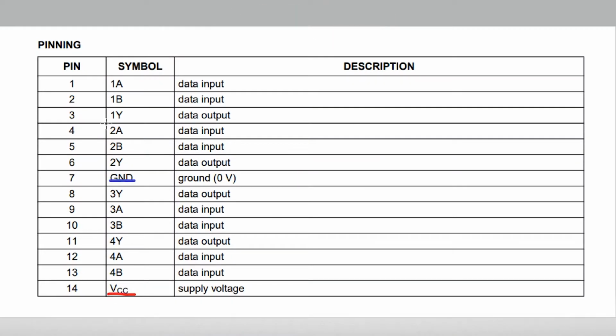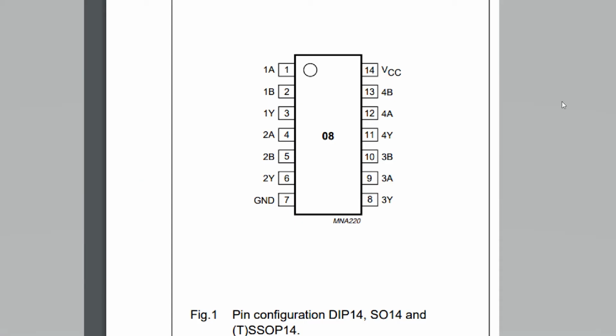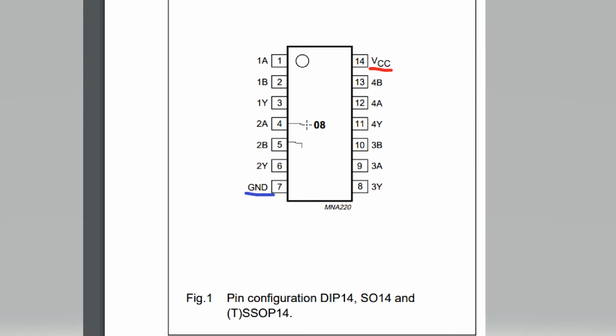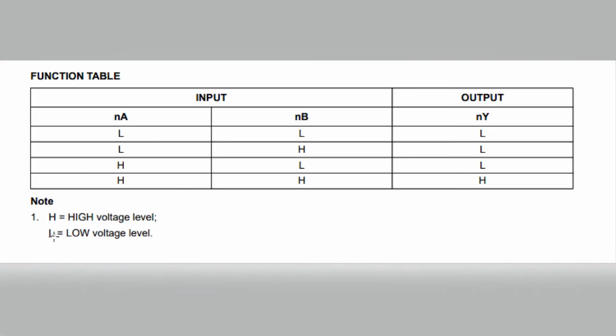74HC08 is a quad AND gate integrated circuit. You can see the pin configuration here. The powering of this IC is the same as the previous one. One gate consists of an A, B, and Y, the A and B being the inputs and Y being the output. And the gate has a high output only when both inputs are high. And again, you can find more on logic gates in my previous video.